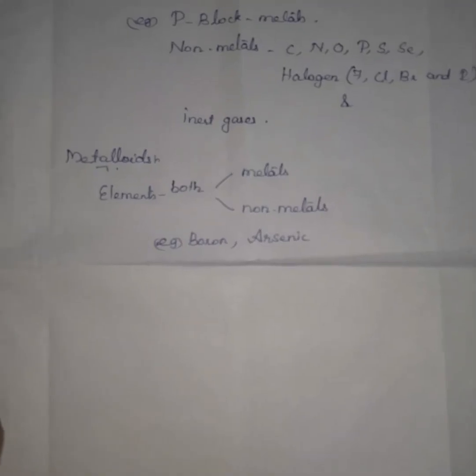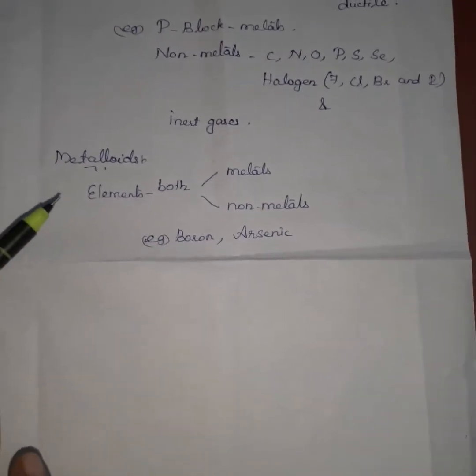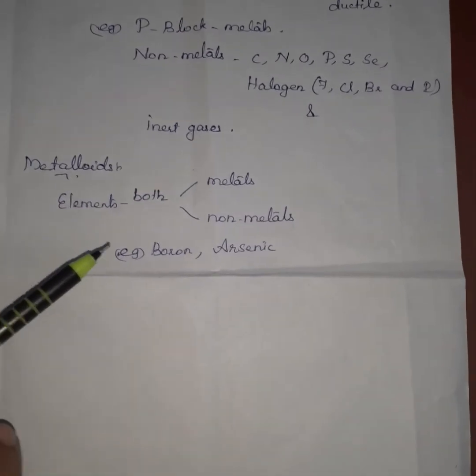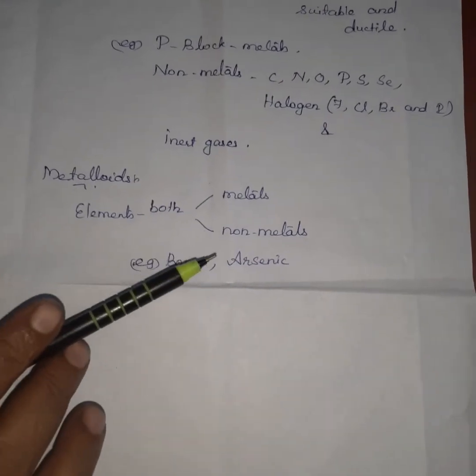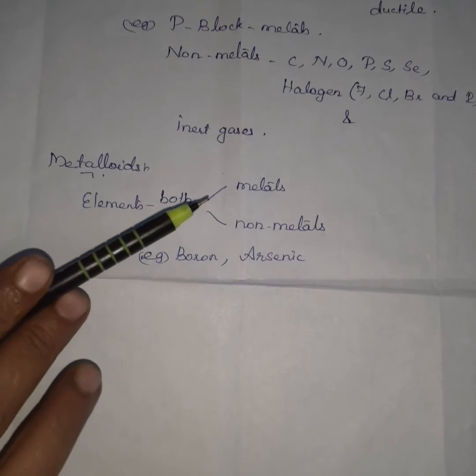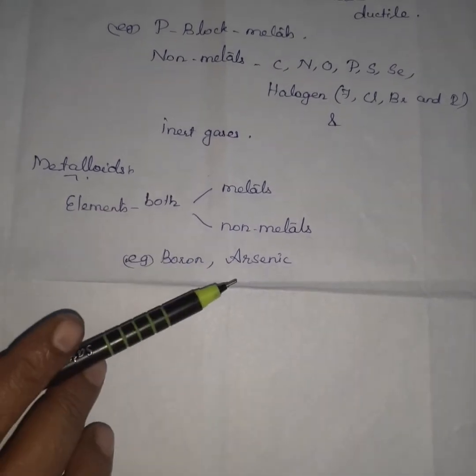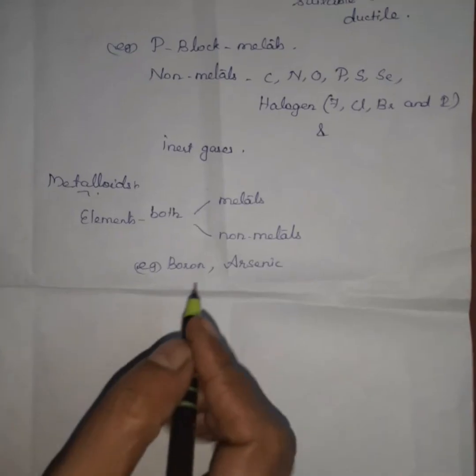Now we are going to learn about metalloids. The elements which have the properties of both metals and non-metals are called metalloids. Examples: boron and arsenic.